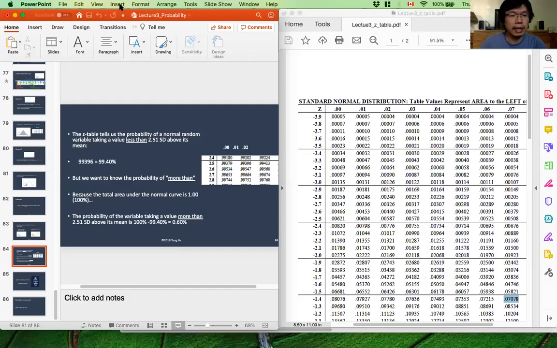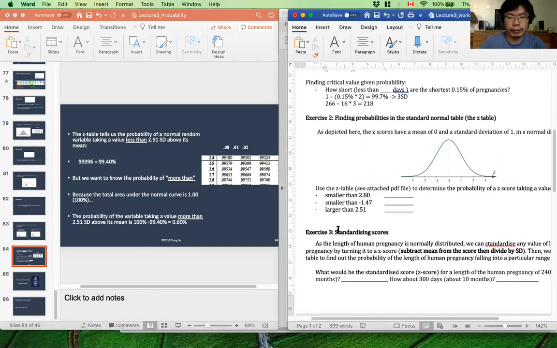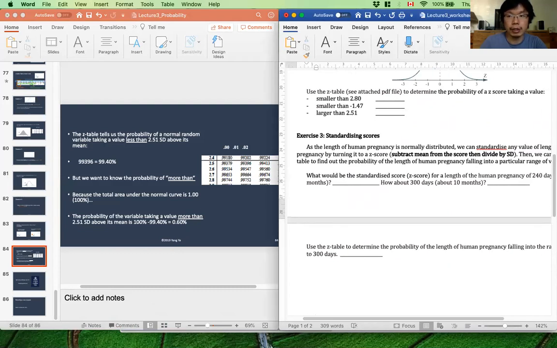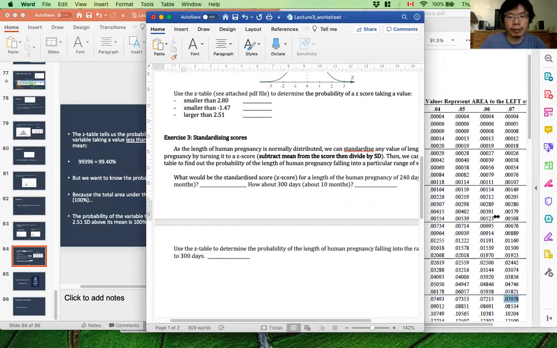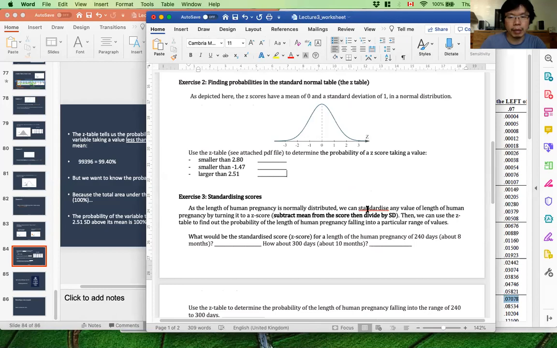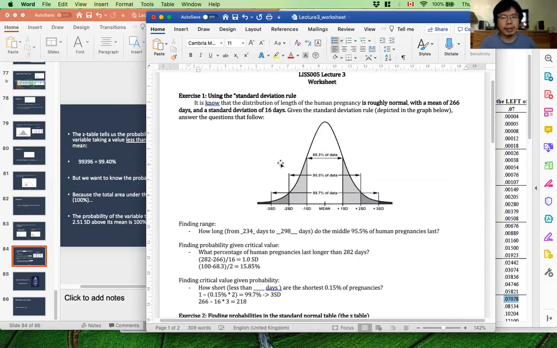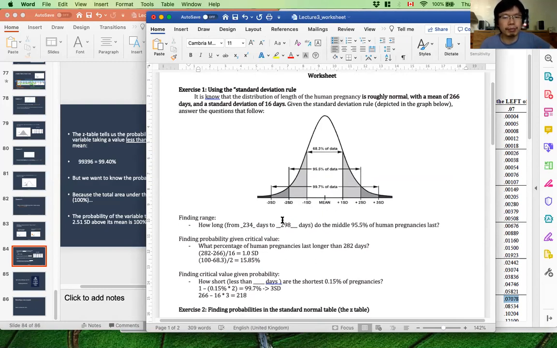I have some other exercises in the worksheet. All right, there's a third exercise that uses the Z score and the Z table to solve the problems we showed earlier for human pregnancy. Here it's a little bit limited because we only know a couple of critical values: +2, +3, +1, -1, -2, -3. But what about -1.5, right? It didn't really give us that percentage, that probability. And that we can find out in the Z score table.